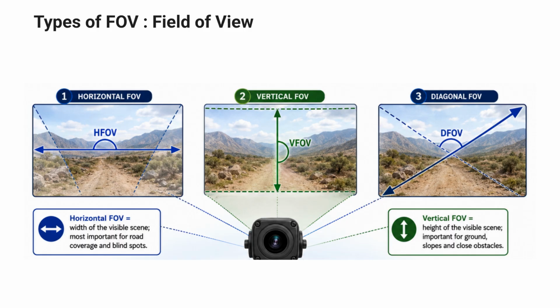This image explains the three main types of camera field of view. Horizontal FOV shows how much of the scene the camera can see from left to right, which is important for road coverage and reducing blind spots.